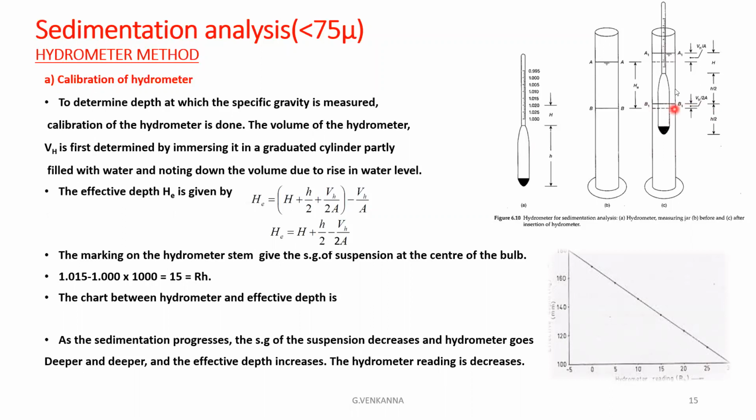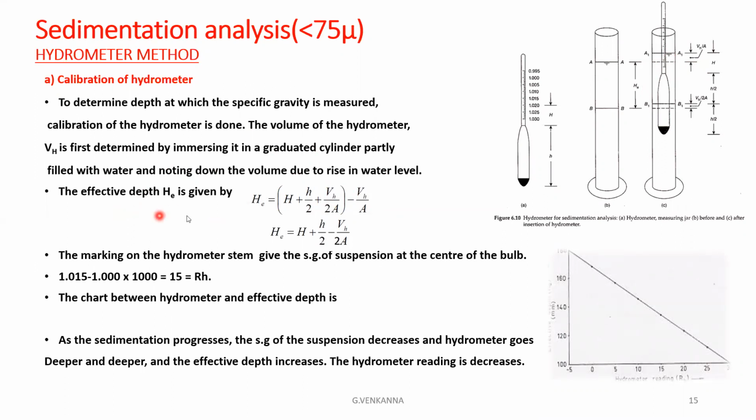So the volume corresponding to the rise in water level can be calculated indirectly from the rise of water level and its effective area. The volume of the hydrometer can be indirectly measured by how much the water level rises, given the uniform cross-sectional area of the jar. In this way we can calculate the volume of the hydrometer.